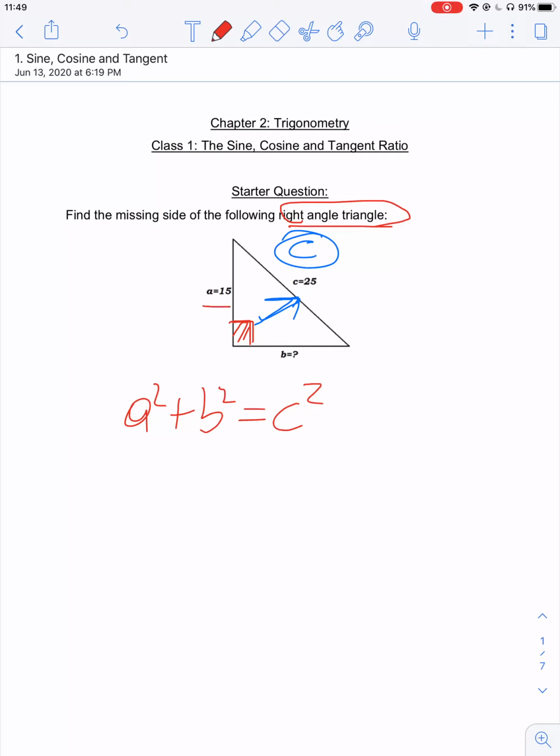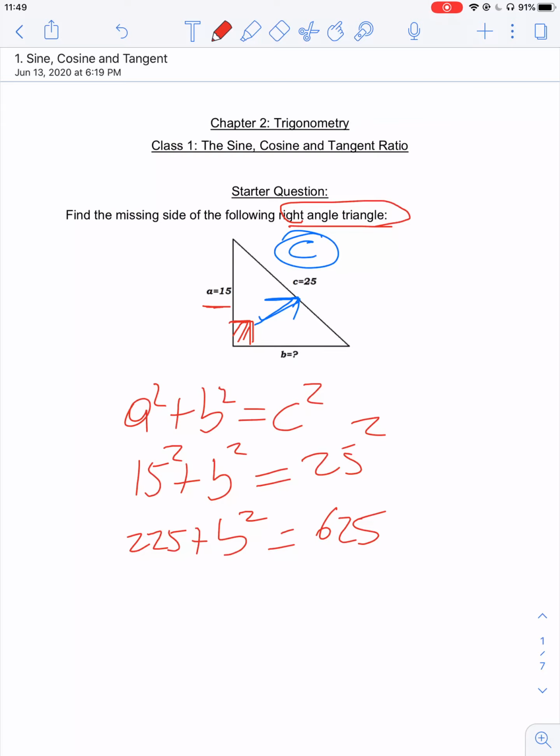So a is 15, so this is a squared, so I'm going to have to square 15, right? Plus, I don't know what b is, so I'm just going to leave it like that. So b squared remains b squared. C is 25, but it's c squared, so I'm going to have to square that, okay? So let me just quickly grab a calculator. 15 squared is probably 225, and let me check. 15 squared, 225. Okay, so 225 plus b squared is equal to 25 squared, which is 625, okay?